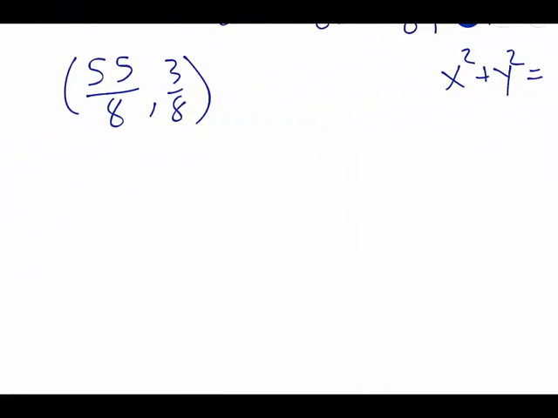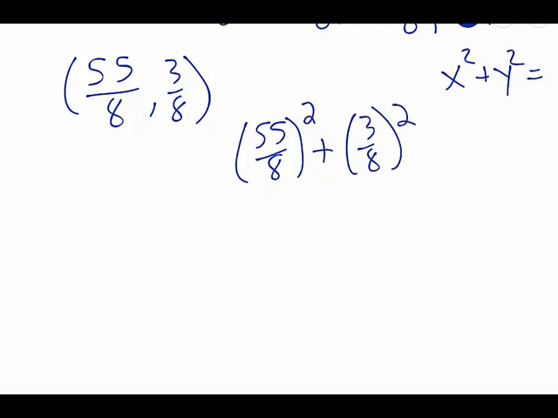Now let's take a look at a second example here. So now, same question, does this point lie on the unit circle? So we're going to do the same thing. We are going to plug in 55 over 8 into our x, which will be squared, plus 3/8 for our y, which will be squared, and we will see, does this equal 1?